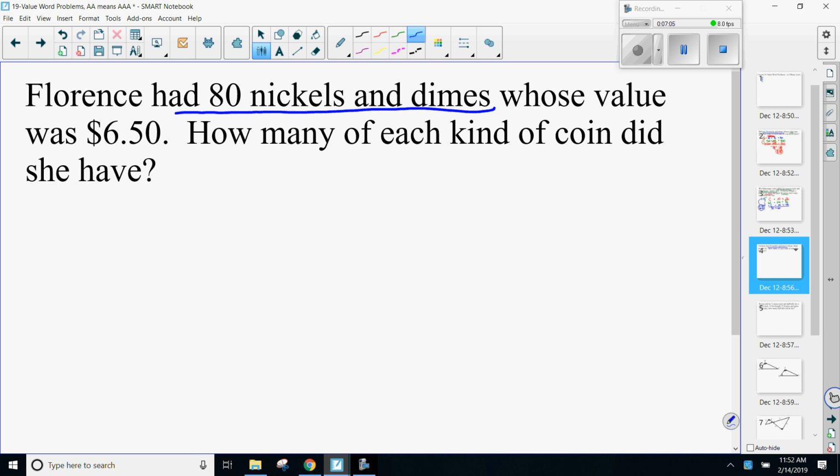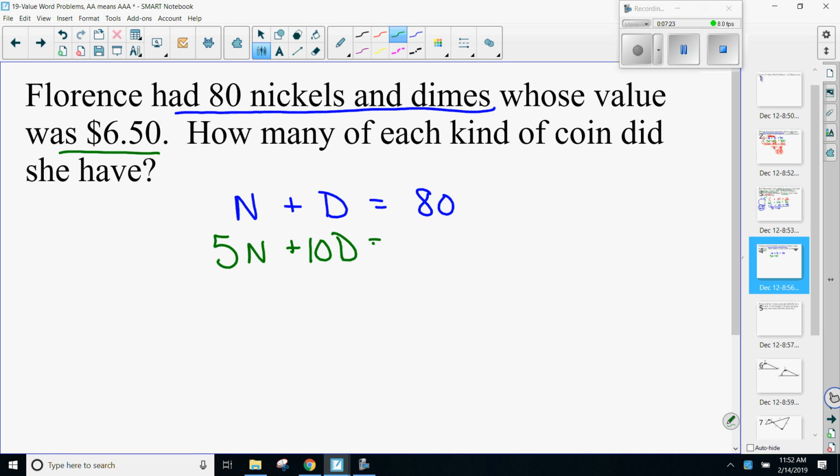Now be careful when you read that. Sometimes people see that as 80 nickels. You don't have 80 nickels. You have 80 nickels and dimes. So nickels plus dimes equals 80. And then we go to the money equation. It's $6.50. So nickels are 5 cents, dimes are 10 cents, and I have 650 cents.